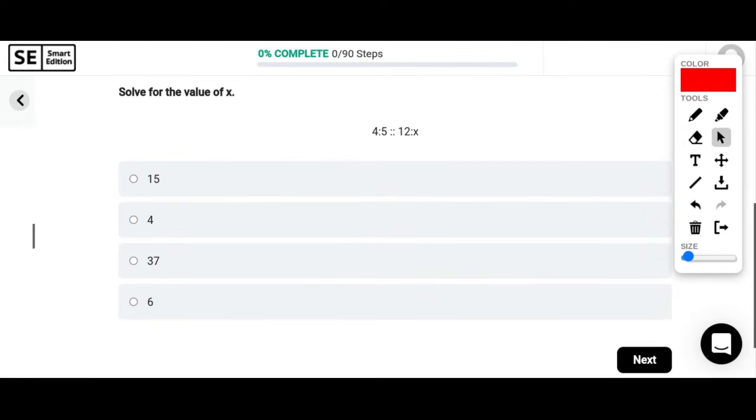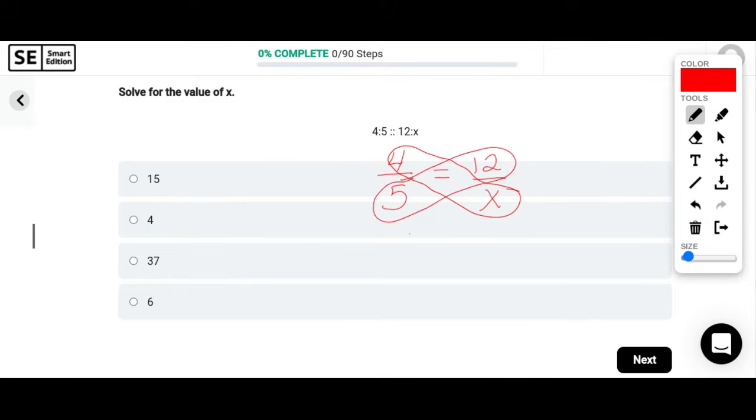Okay, another ratio question. So we might want to set this up as an equation again to try to solve. So 4 to 5 is to 12 to x. So these are equal. I'm going to set them as fractions equal to each other. And then I can either use that equivalent fraction trick or I can just cross multiply. I'm just going to show cross multiplication for this one.